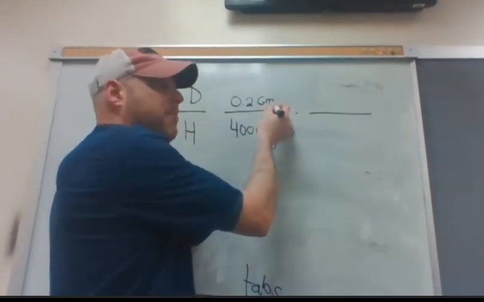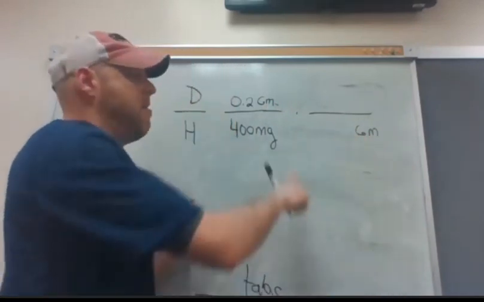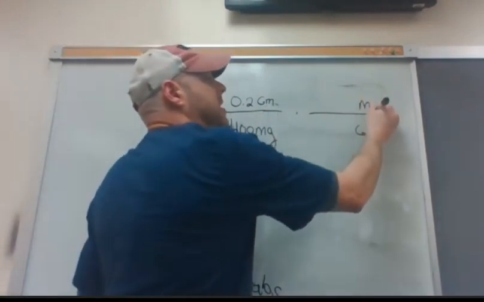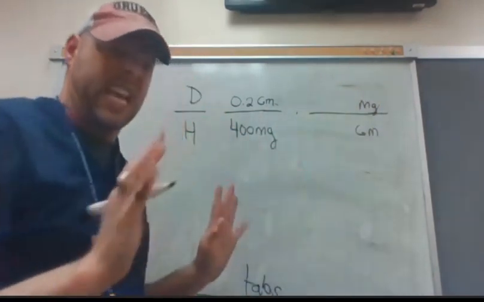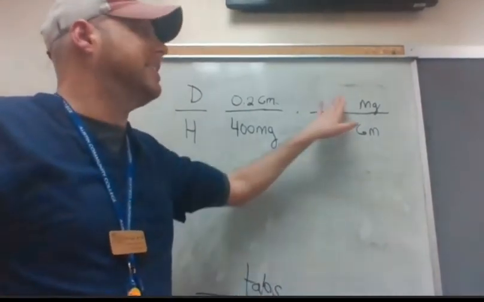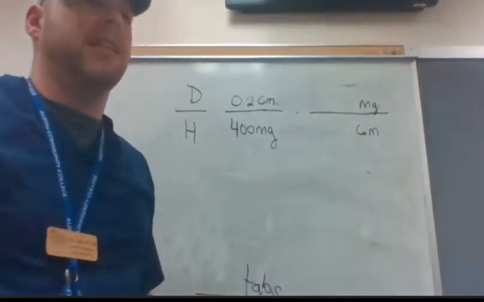So grams started up top. To get rid of it, we have to put gram at the bottom. Milligram was at the bottom. I have to go opposite to put it on top. So they cancel out each other. Now, I have to know, is there 1,000 milligrams in a gram, or is there 1,000 grams in a milligram?